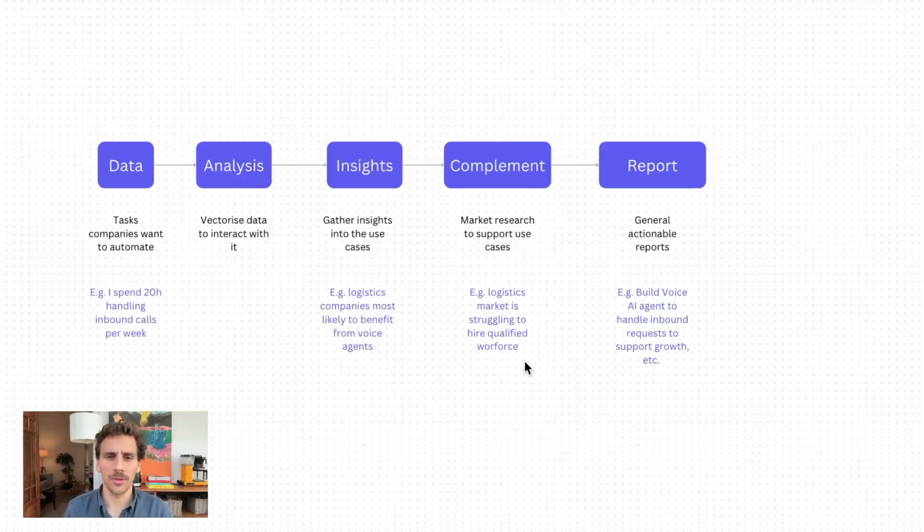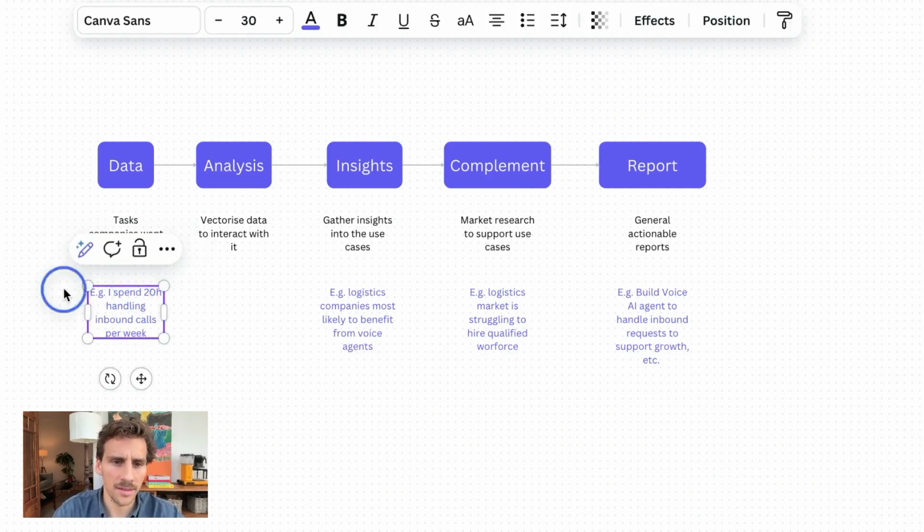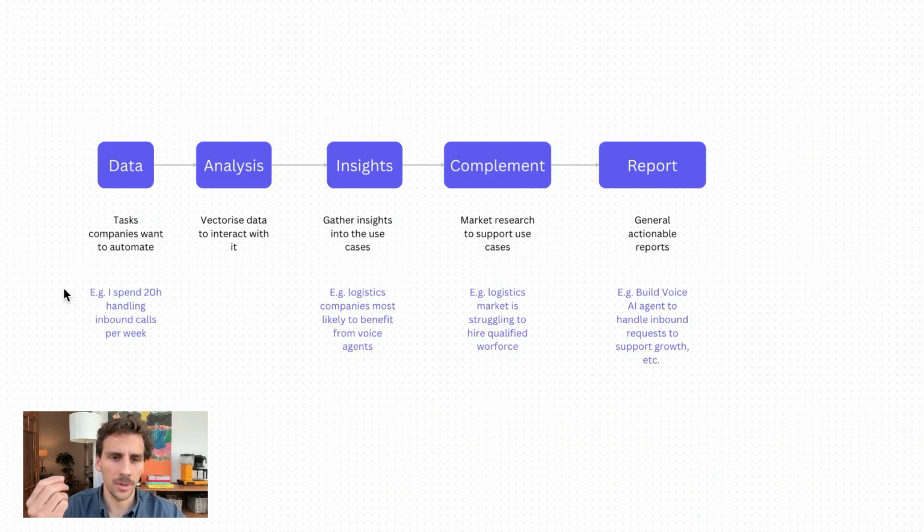All right, so let's go back to the tutorial and dive a little bit more into the workflow. So the workflow is going to do the following. We're going to extract data about the task that companies want to automate. To give you an example, let's say a customer said, I'm currently spending 20 hours per week handling inbound calls from customers. Then we're going to vectorize this data.